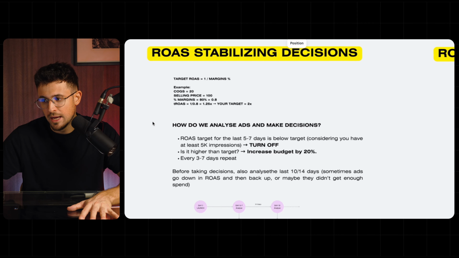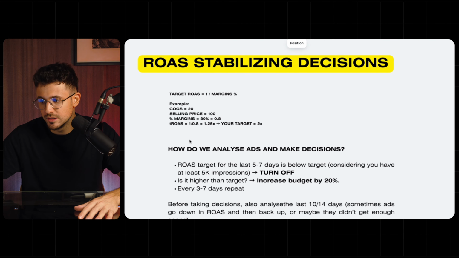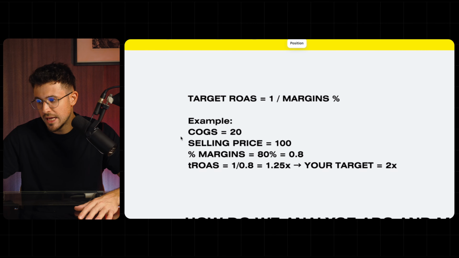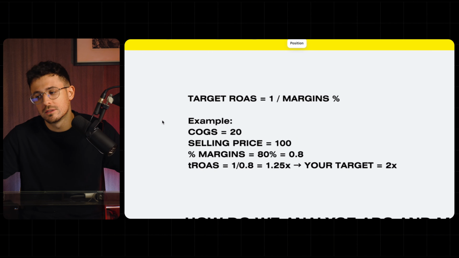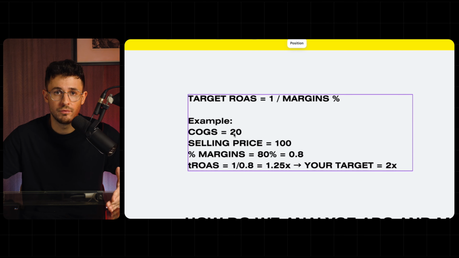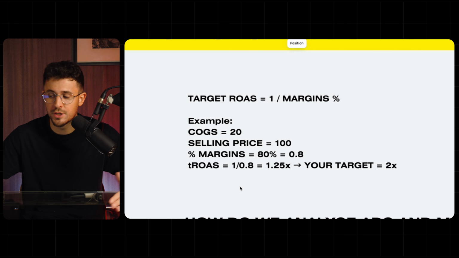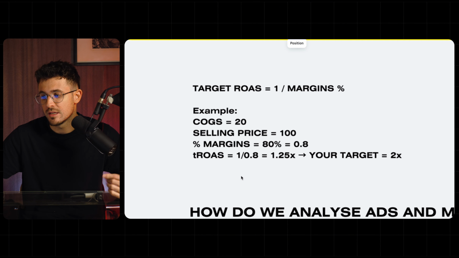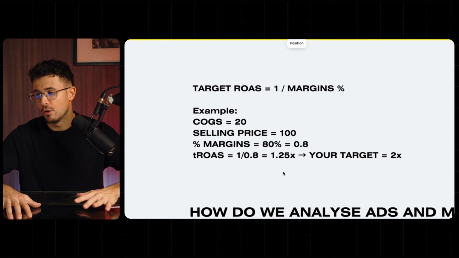Now let's have a look at the ROAS stabilization decision. The first thing that you need to understand is what your actual target ROAS is. To calculate your break-even ROAS, very simple, you do 1 divided by your margin in terms of percentage. For instance, you have 20 USD in cost of goods sold, and you sell for 100. That means that your gross margin is 80%, so 0.8. So your target ROAS in this case is 1 divided by 0.8, which is 1.25. So your target could be anything above 1.25.